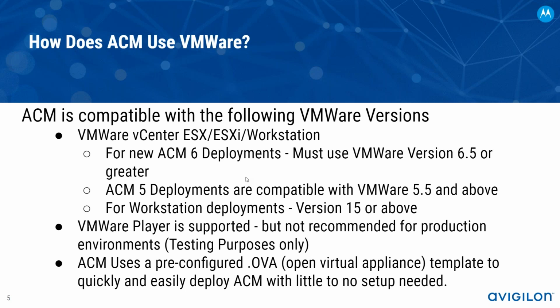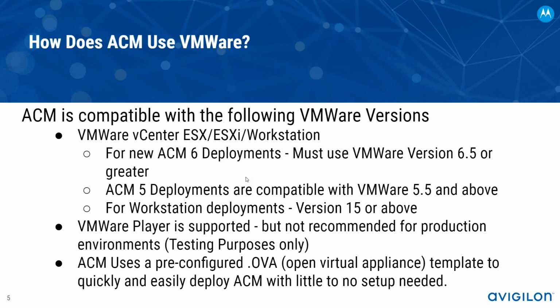So the reason that I wanted to put that here on this slide was, if you have a customer that is using an older version of VMware, and for whatever reason they're not able to perform an upgrade to the latest version, 6.5, 6.7, or now VMware 7 is out, you can still deploy ACM using a previous version, ACM 5 in that case, and then upgrade it to ACM 6. This is all based on the way that we deploy, which is that pre-configured OVA template that you'll see at the bottom there in the last bullet point.